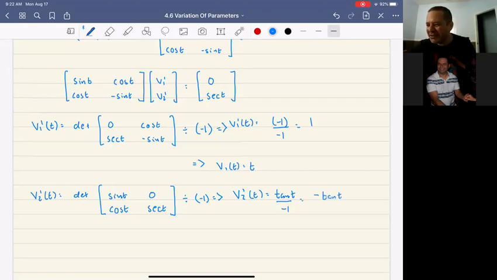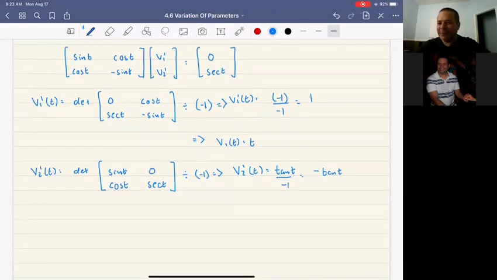Do we know how to integrate tangent of t? I think we do. Natural log of cosine, right? We just make sure we get the right sign. So v2 of t is natural log of cosine t. Let's just take the derivative. 1 over cosine times the derivative of cosine, which is negative sine. That is going to give us negative tangent of t.